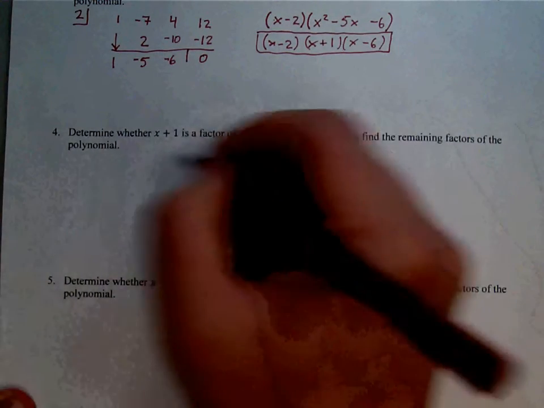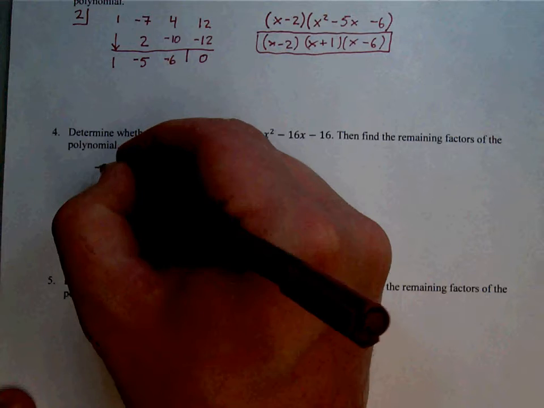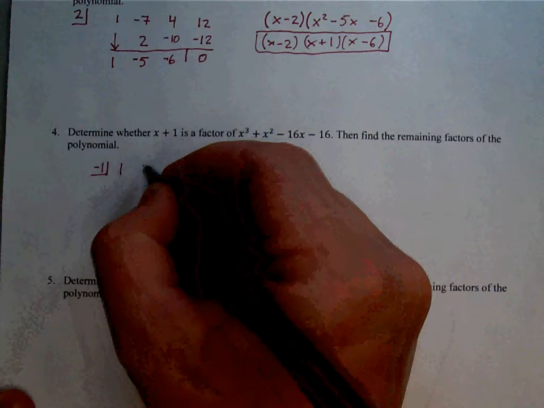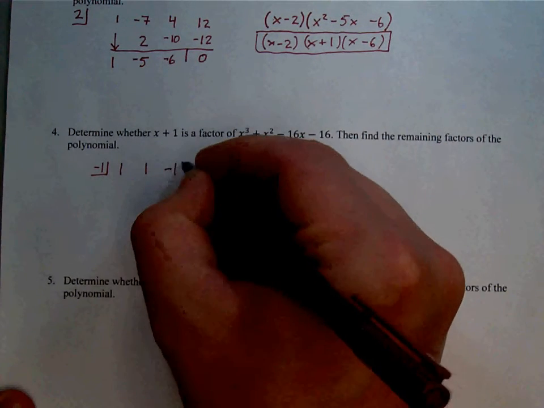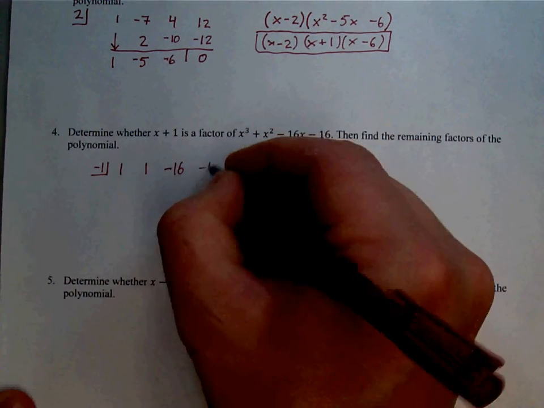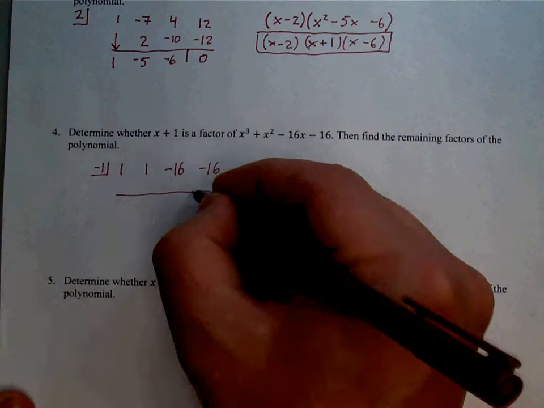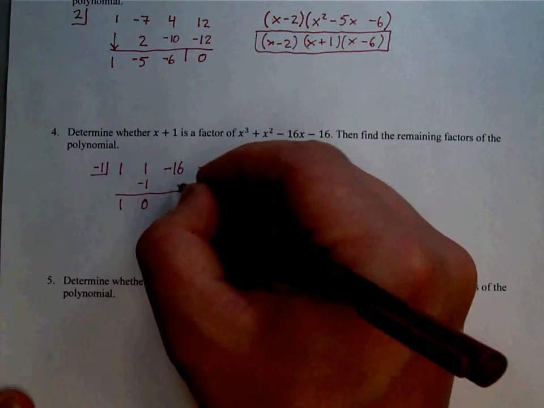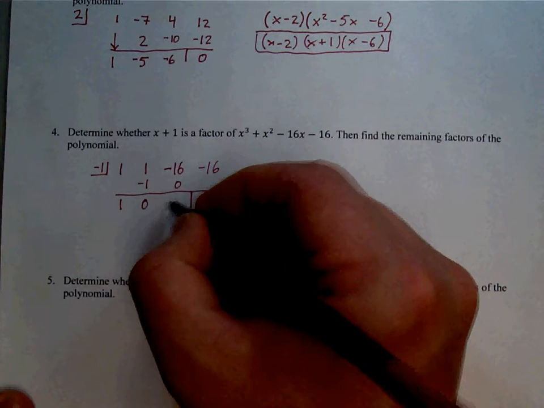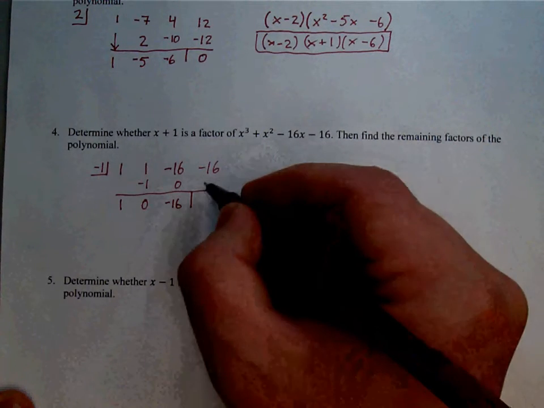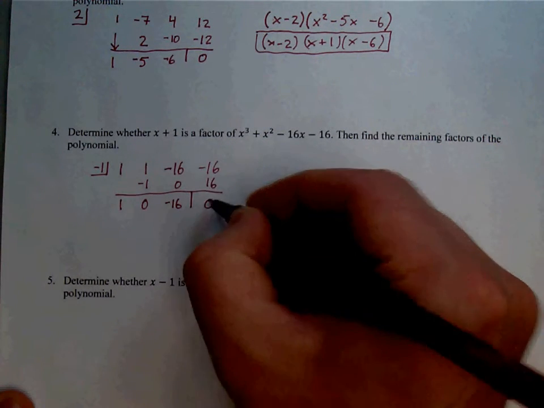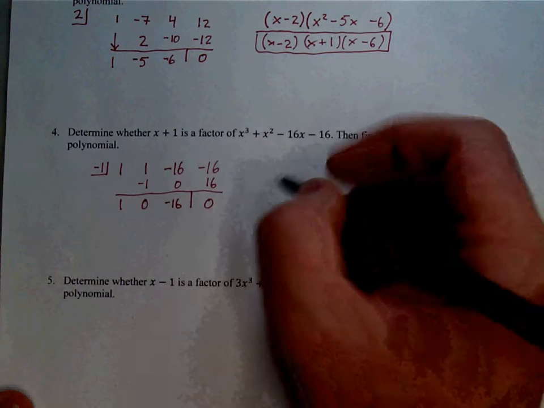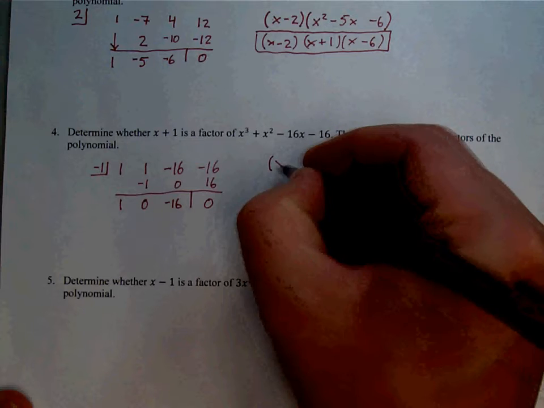So we have a factor of x plus 1, so I'm doing negative 1 in my box. 1x cubed, 1x squared, negative 16x, and negative 16 for a constant. 1 times negative 1, add those together, we get 0. Times 0 is 0, negative 16 plus 0 is negative 16, negative 1 times negative 16 is positive 16, add those together, I get 0. So my remainder is 0. That's what should happen, that's what this section's about. So at this point I just factored out x plus 1.